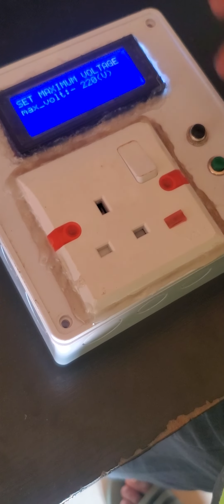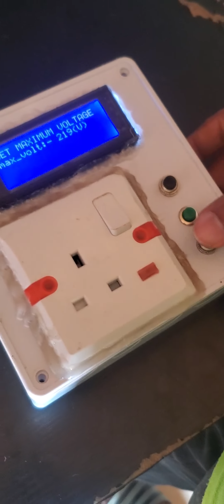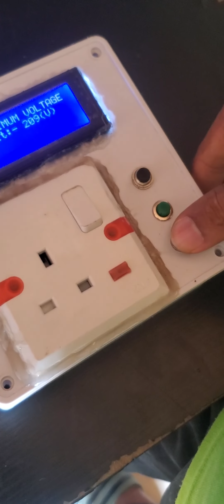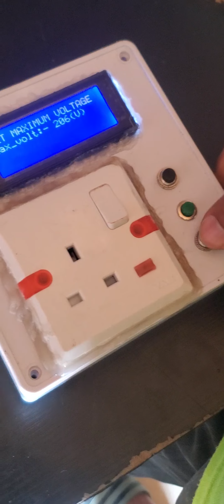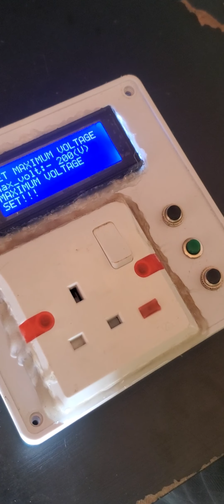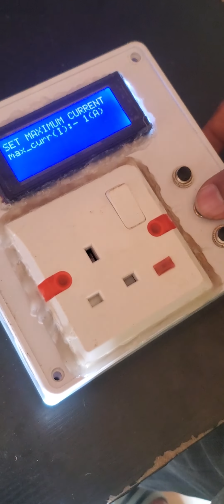It's 100 volts. So let's set the maximum voltage to be lower, so that our input voltage will be higher than it, for it to report over voltage. So our maximum voltage should be lower. Let's set it to 200. 200 is fine. Maximum voltage set. Maximum current set.